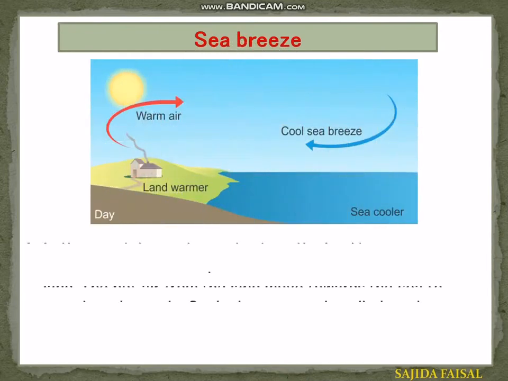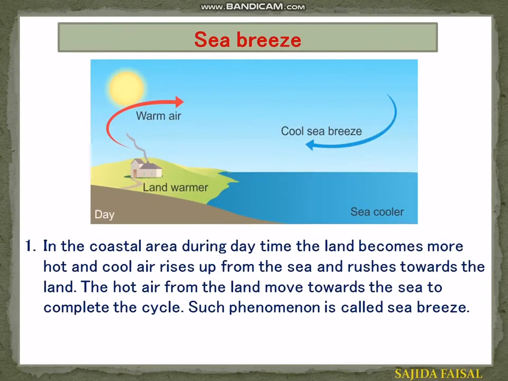Then sea breeze. What do you mean by sea breeze? In the coastal area, during daytime, what will happen? The land becomes more hot compared to the sea. The sea will slowly become hot, because it is water. Due to the sunlight, the hotness slowly comes to the sea. That's why above the land the warm air will be there.